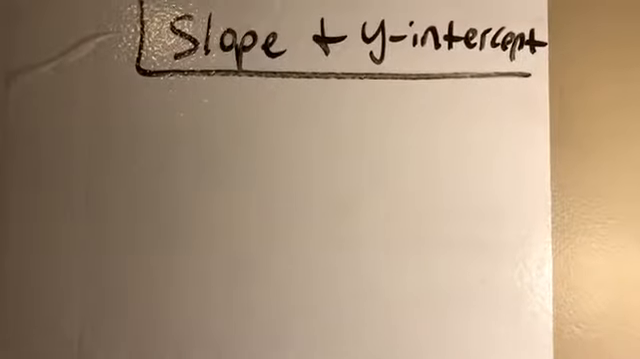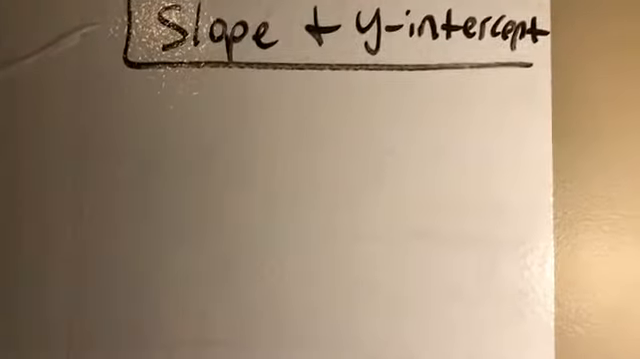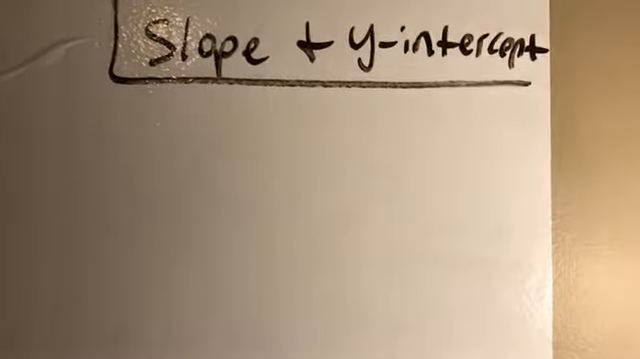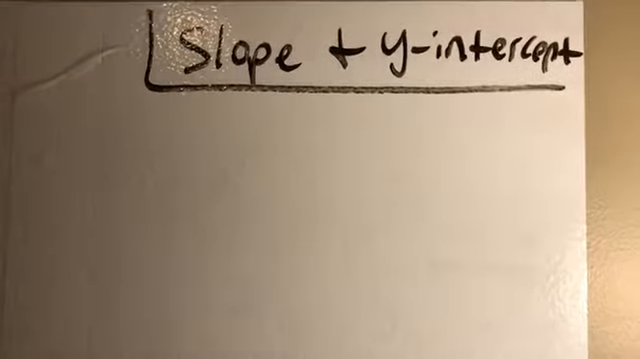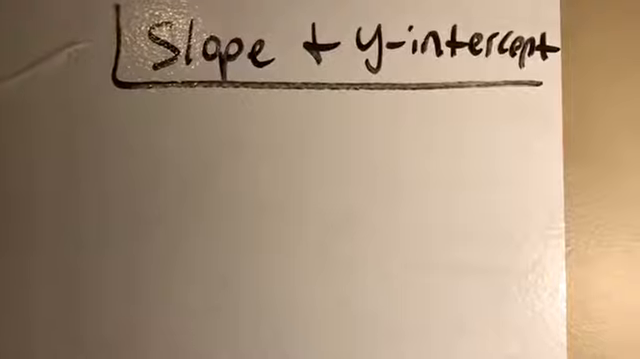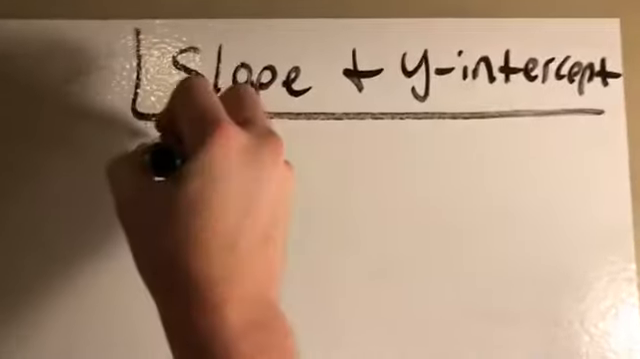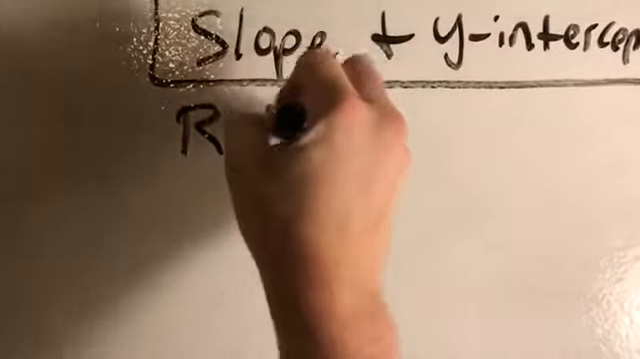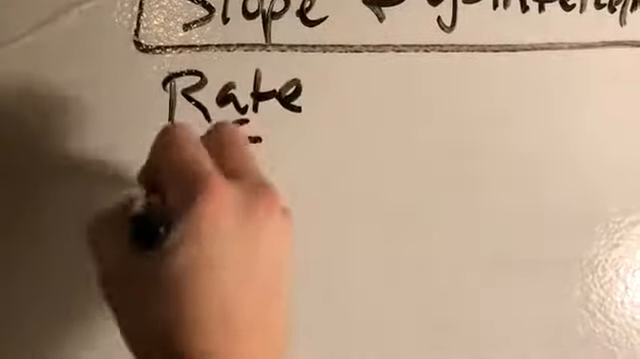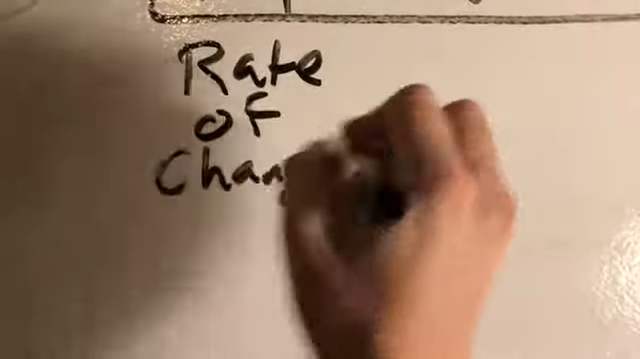Interpreting slope and y-intercept with linear equations. This is easily the most important skill in understanding and making meaning in the real world with the math that we're doing in class. The biggest idea, if you don't already have it in your notes, is that the slope is always going to be our constant rate of change.